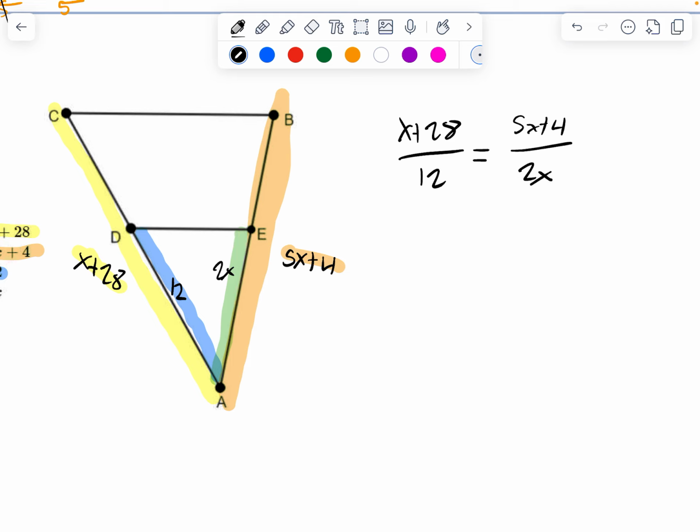Stay consistent as you write it. There we go. And then same process, I'm going to go a little bit faster on this one. I'm timesing 12 and 2x to undo the denominators.